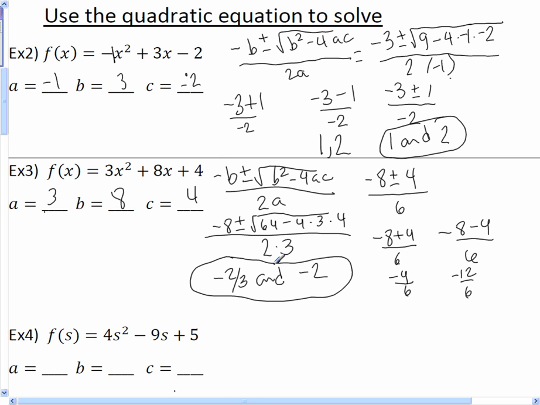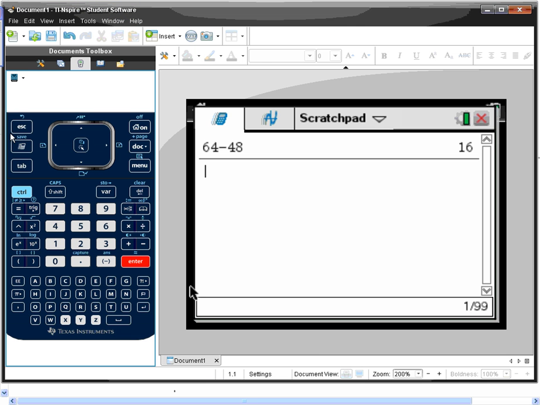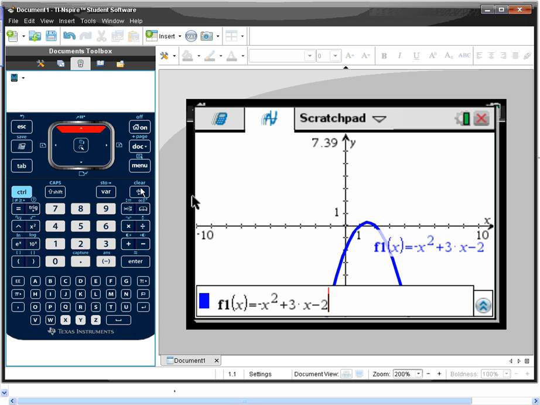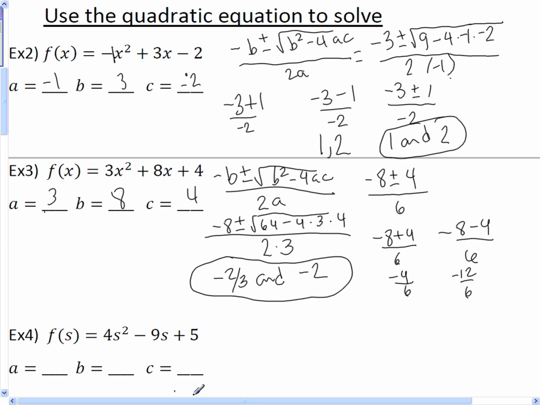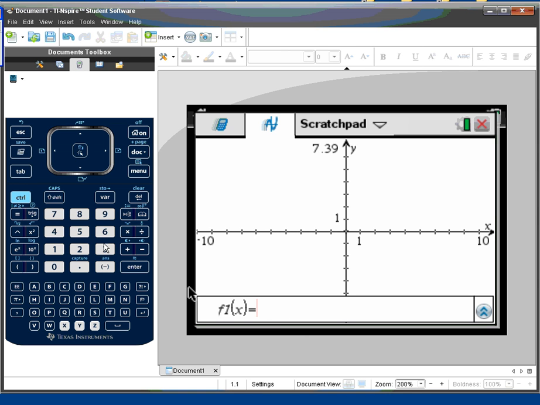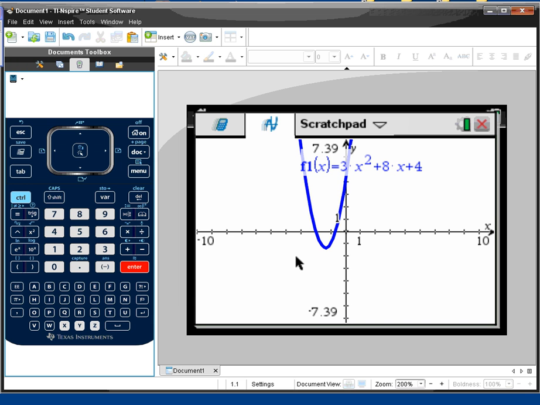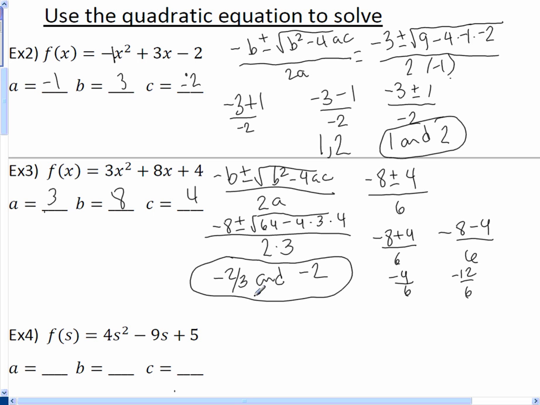And we can verify that on a graphing calculator. So let's try that real quick. What do we have? 3, 8, and 4. So I just type in 3x squared plus 8x plus 4. Graph that. And I can see that one of the places it crosses the x-axis is at around negative 2/3, and the other one is definitely negative 2. That's all there is to it.